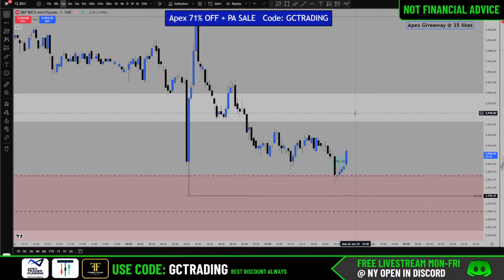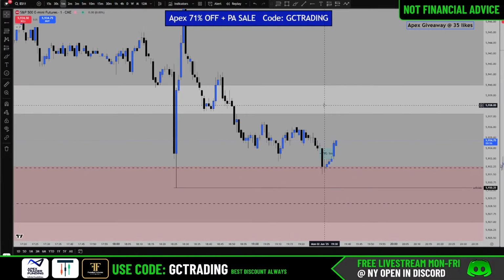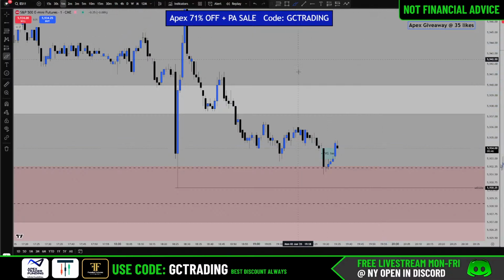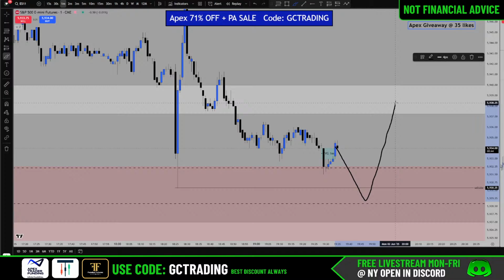But me personally, I don't really want to get in right now. I want to see this get taken out. If this just runs without me, great, it can run without me. I don't care. For me to get long, price has got to take out sell side, and then I got to see a strong buy sequence.